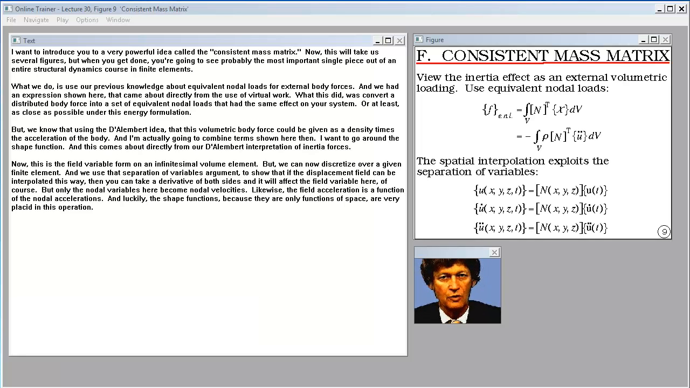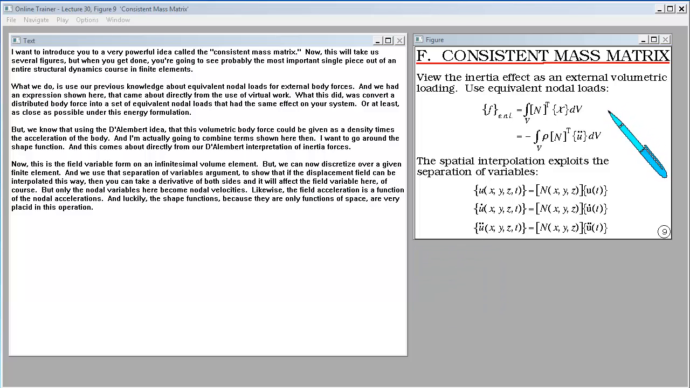I want to introduce you to a very powerful idea called the consistent mass matrix. Now, this will take us several figures, but when you get done, you're going to see probably the most important single piece out of an entire structural dynamics course in finite elements. What we do is use our previous knowledge about equivalent nodal loads for external body forces. And we had an expression shown here that came about directly from the use of virtual work. What this did was convert a distributed body force into a set of equivalent nodal loads that had the same effect on your system, or at least as close as possible under this energy formulation.